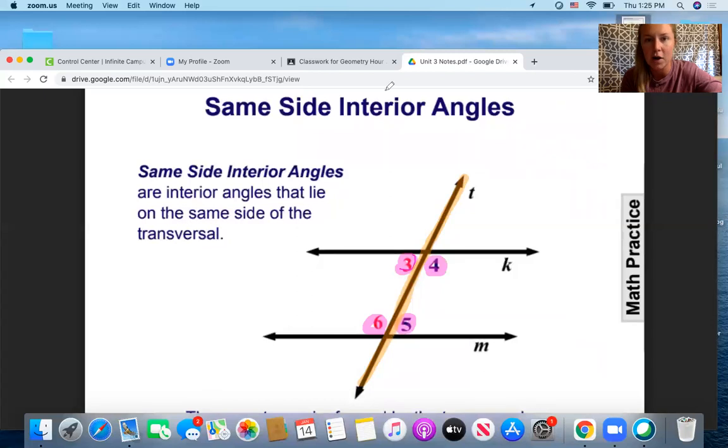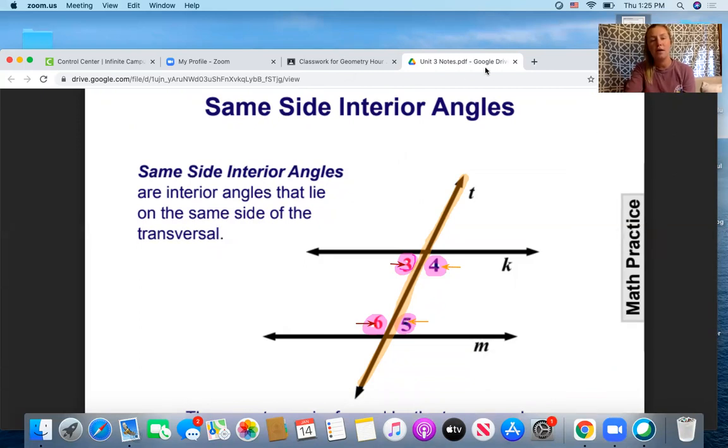So if we look at our pairs, we have, oh, you know what? I could use an arrow. We have this one and this one. I wonder if I can get them to go the other way, the arrow. Oh my gosh. And this one and this one, I'm getting so techie. This is great. Okay. So same side interior angles are going to be on the same side of the transversal, and they're going to both be on the inside.